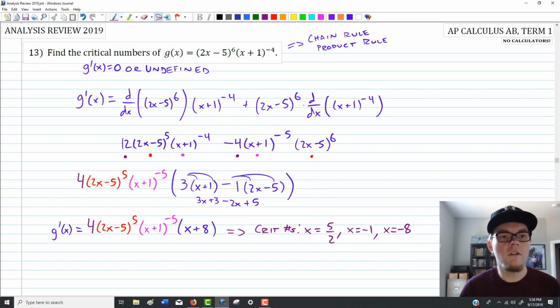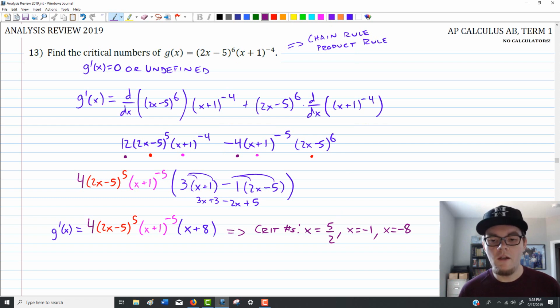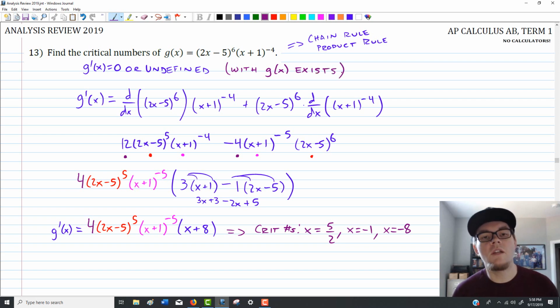If that was your answer, you would actually be incorrect. Not for bad thinking necessarily, but for misunderstanding the definition of a critical number. So up in here, I submit one of those critical numbers as an imposter. The reason is g prime of x has to equal 0 or undefined, but it has to be true with g of x existing. So in other words, remember, we have to actually be at a point on the original function. In fact, in some textbooks, they don't call them critical numbers.